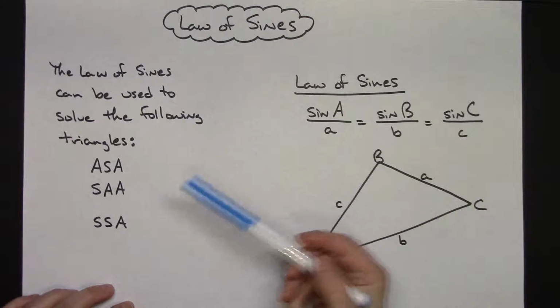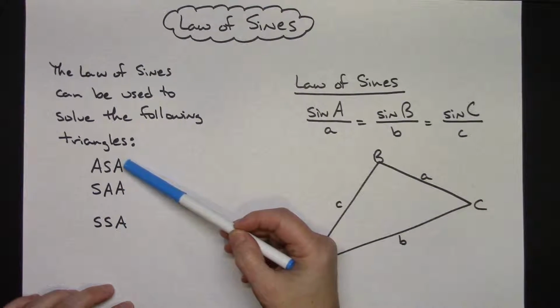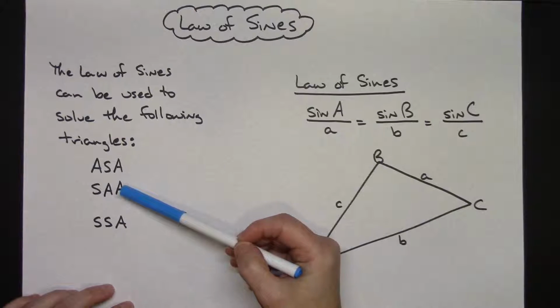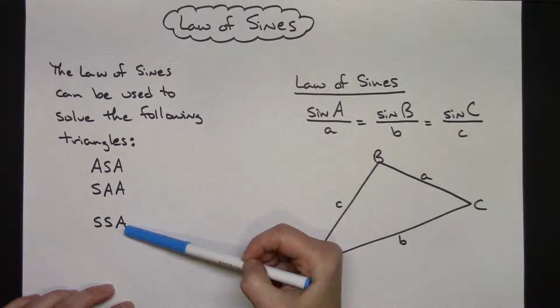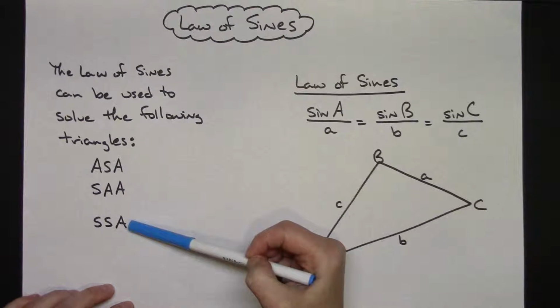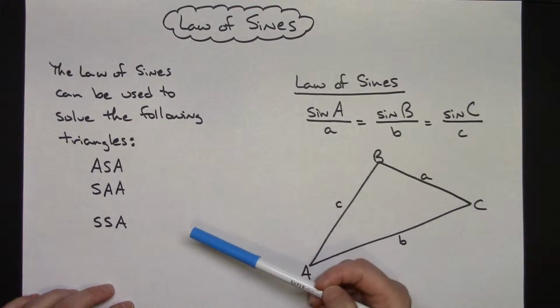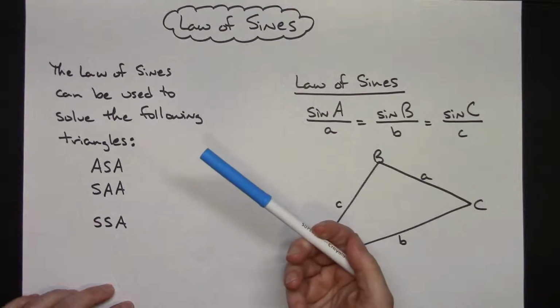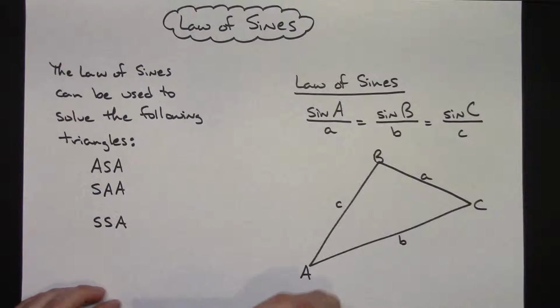But in a lot of cases we have other triangles, like an angle side angle, or a side angle angle, or a side side angle. For these triangles we need a way to solve for the missing parts that uses something other than the Pythagorean theorem.